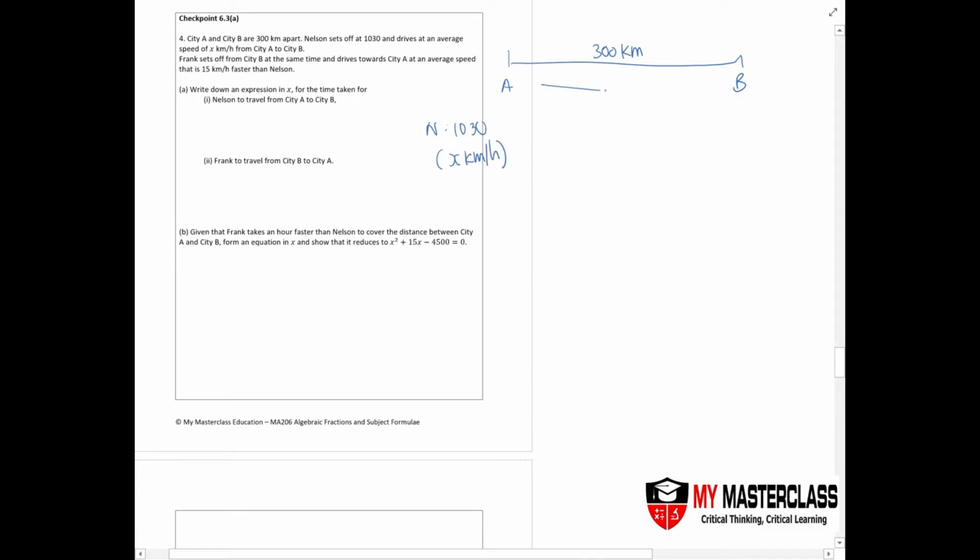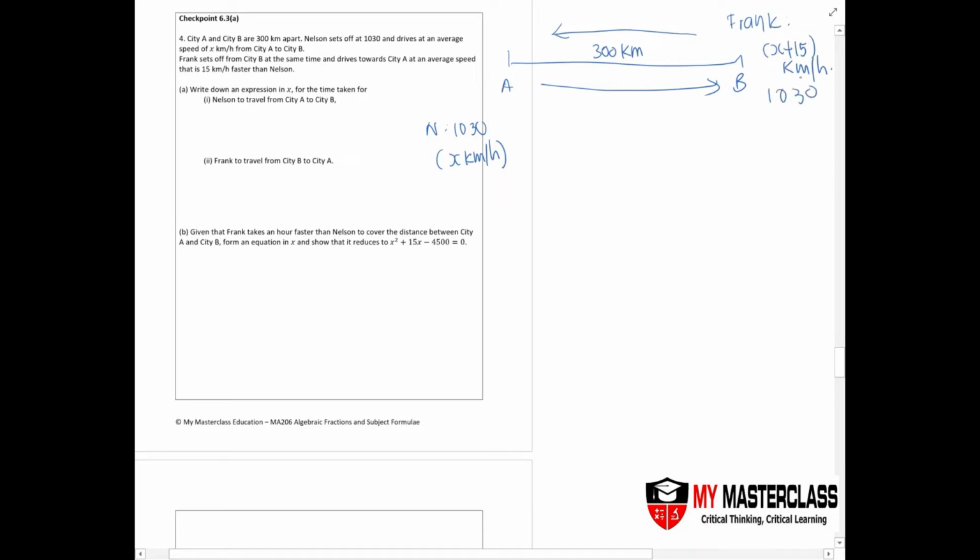Okay, from A to B, so this way. Then Frank sets off from B, alright, driving towards A. This is Frank. Then he's actually going at a speed that is x plus 15 kilometers per hour. Correct? The same time, so also 10:30.